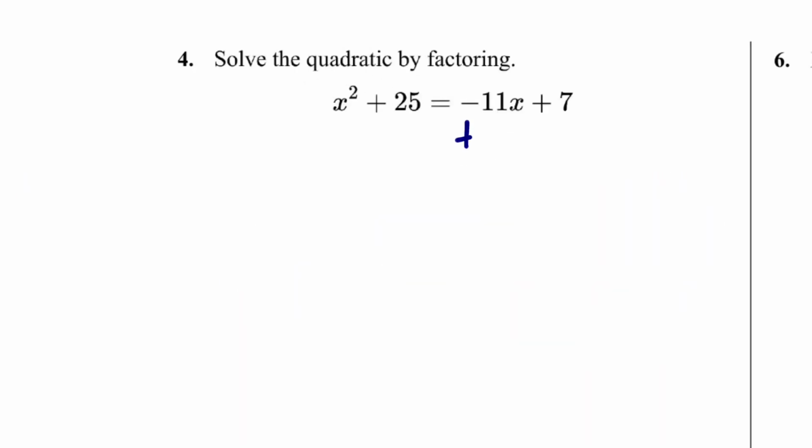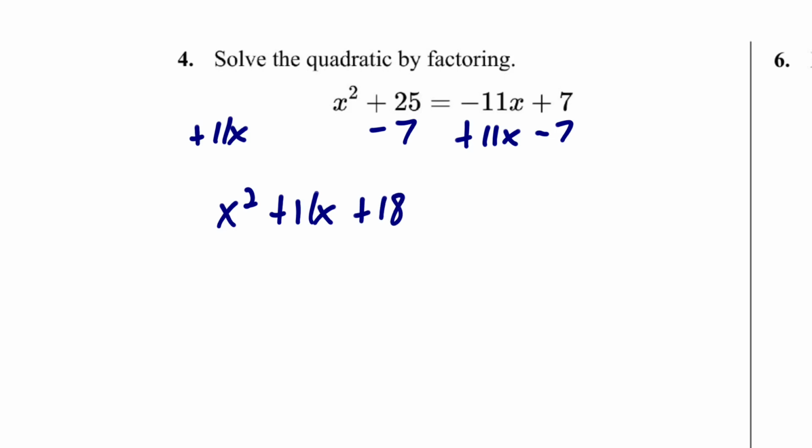Another one to solve by factoring, we'll add 11x and we'll put it over here just for safekeeping. And minus 7 like this. So we have x squared plus 11x, because we're combining like terms, plus 18 equals 0. These cancel out, and this one just drops down in the correct standard form order.